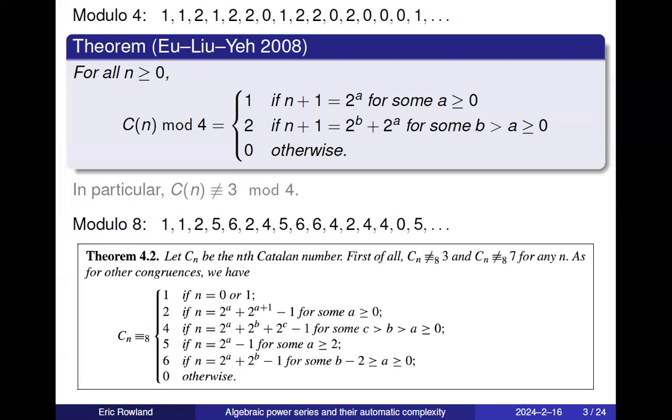In that same paper, the same authors also came up with this formula for the nth Catalan number mod 8, which is, again, even more information. It includes all the information mod 4 and all the information mod 2. In particular, no Catalan number is congruent to 7 mod 8, because if it were, then that Catalan number would also be congruent to 3 mod 4. And there are just more cases.